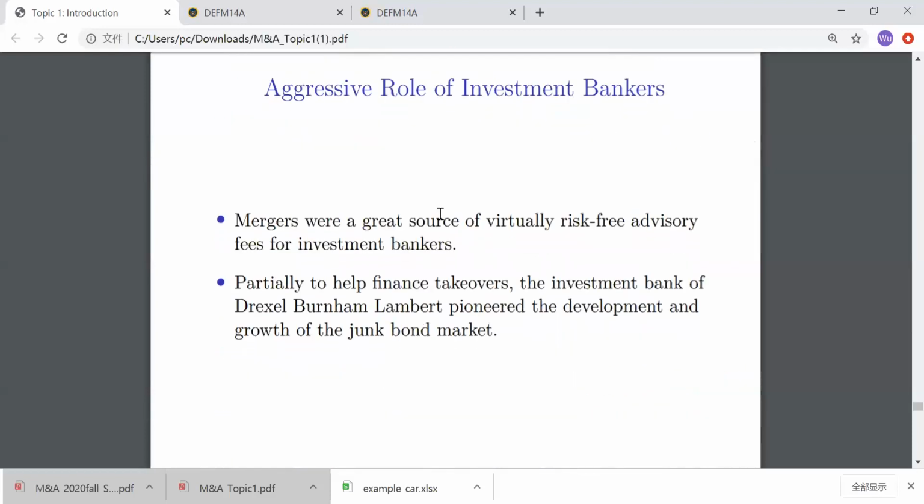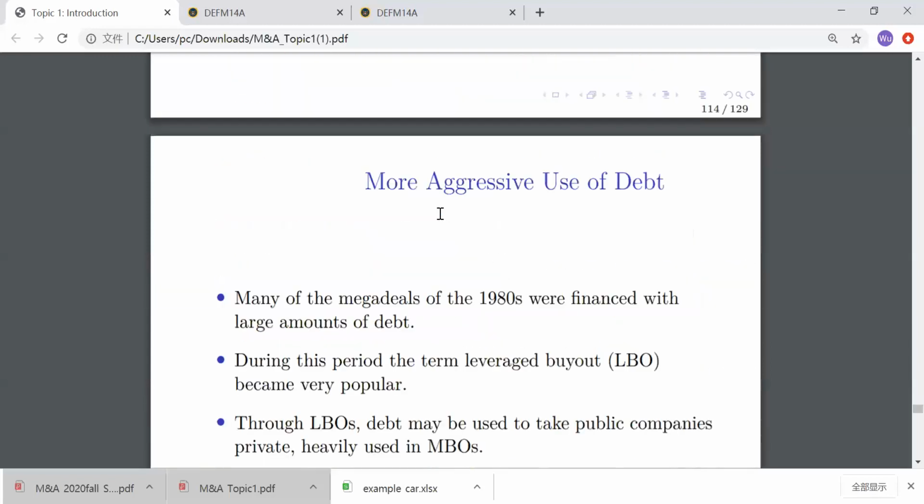Also, the feature of this wave is the aggressive role of investment bankers. Investment bankers earn a lot from risk-free advisory fees, and partially help finance the takeover. In this period, there's also the development and growth of the junk bond markets, because many junk bonds were heavily used to finance takeovers. We'll talk about this later when we talk about the junk bond markets.